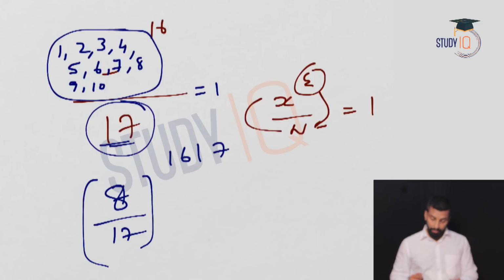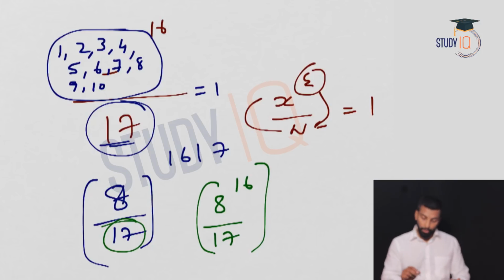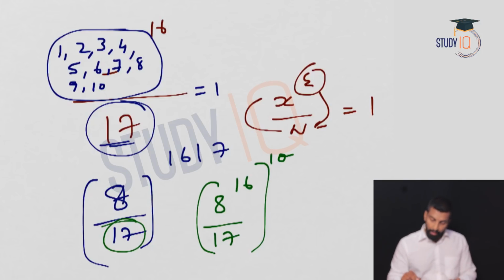So how will you solve it? How will you factorize? See the denominator. Denominator is 17. Euler's number is 16. So you have to write this as 8 raised to 16 by 17. This will give you remainder 1. So you have to make a group of 100 or 101, because 100 will give you 1600 and 101 will give you 1616. Then one more is left out.